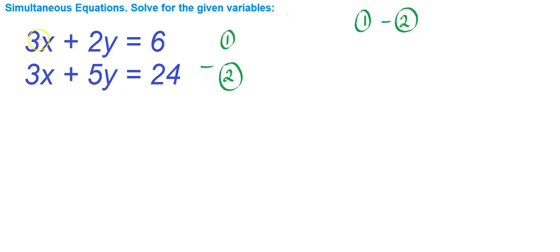So let's do that. So it's 3x minus 3x. Well, that's no x's. I have 3 x's, I minus 3 x's, there's no more x's. They cancel out. Then I have 2y minus 5y, so that leaves us with minus 3y. And on this side, we have 6 minus 24, that's going to leave us at negative 18.